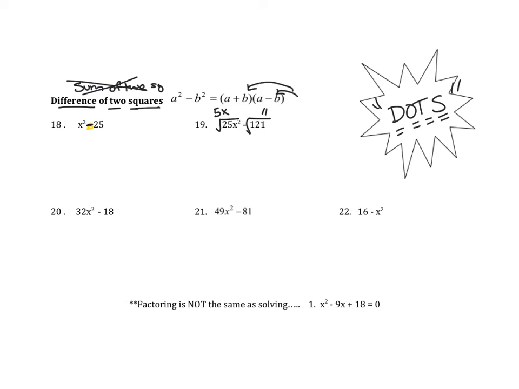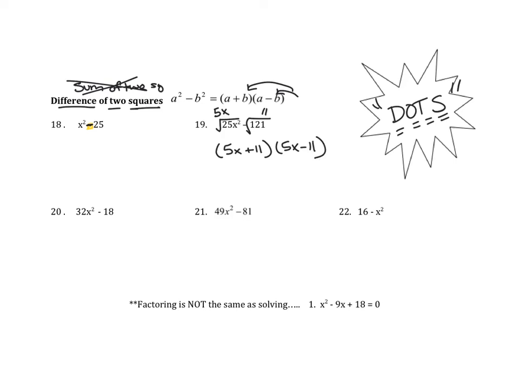And notice one set of parentheses gets a plus sign, the other gets a negative. That's my pattern for factoring the difference of two squares. So my first parenthesis would be 5x, let's say plus 11. And my second set would be 5x minus 11.